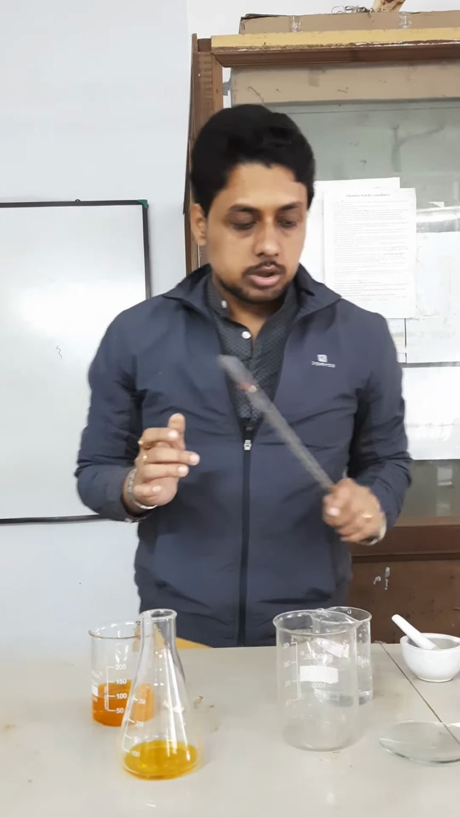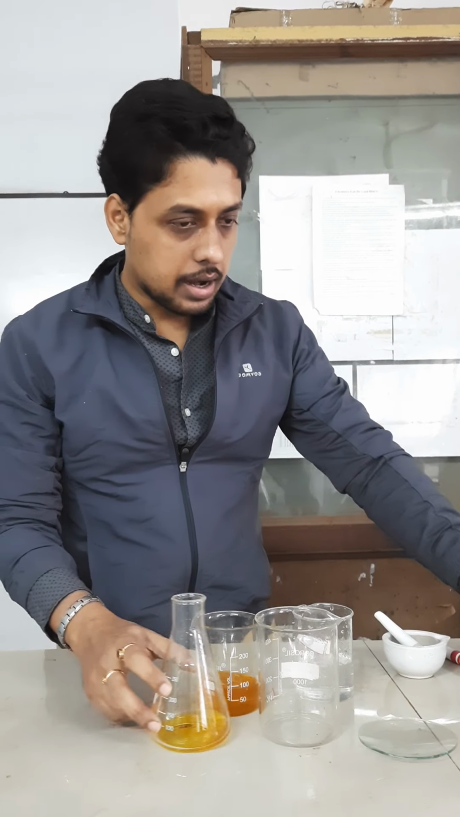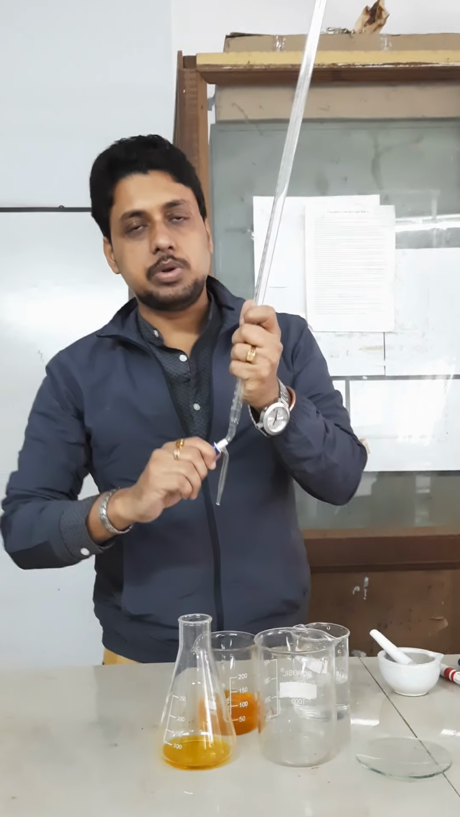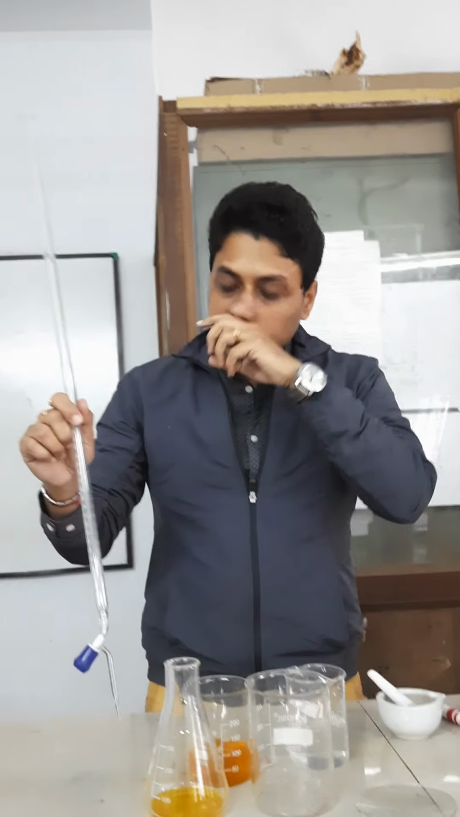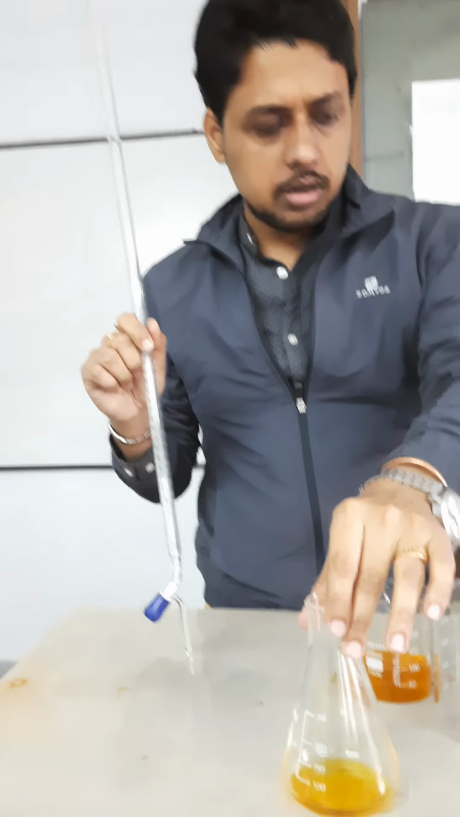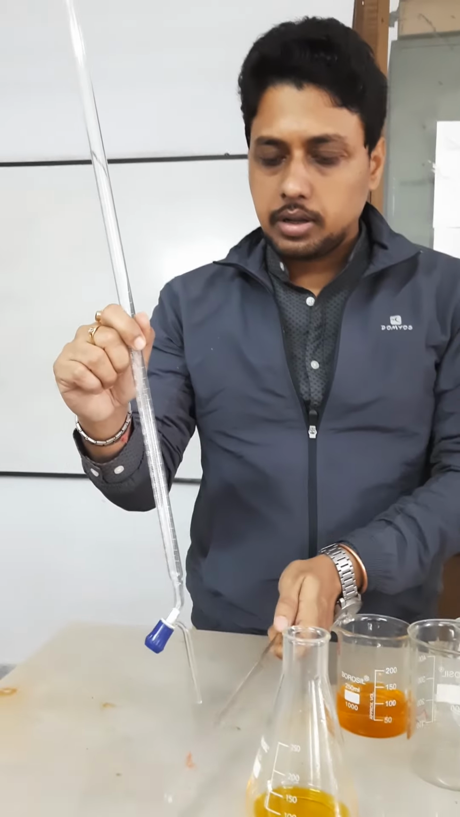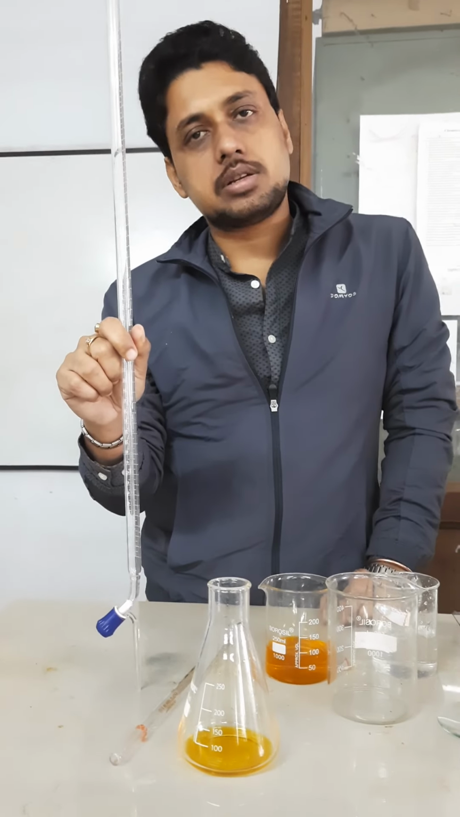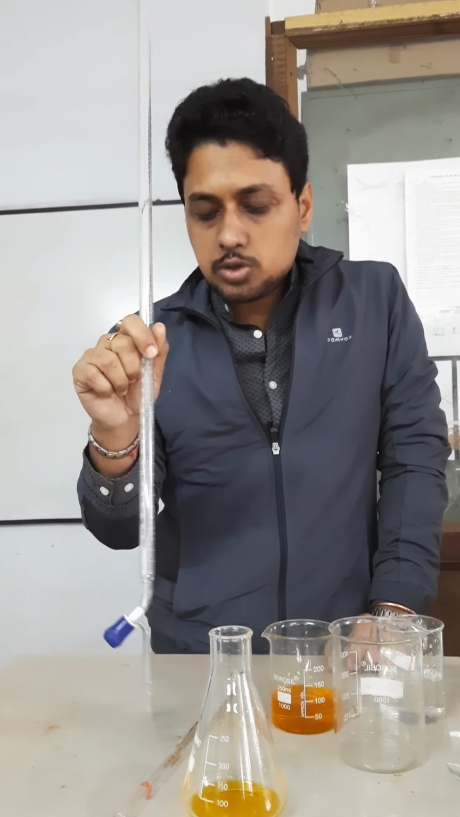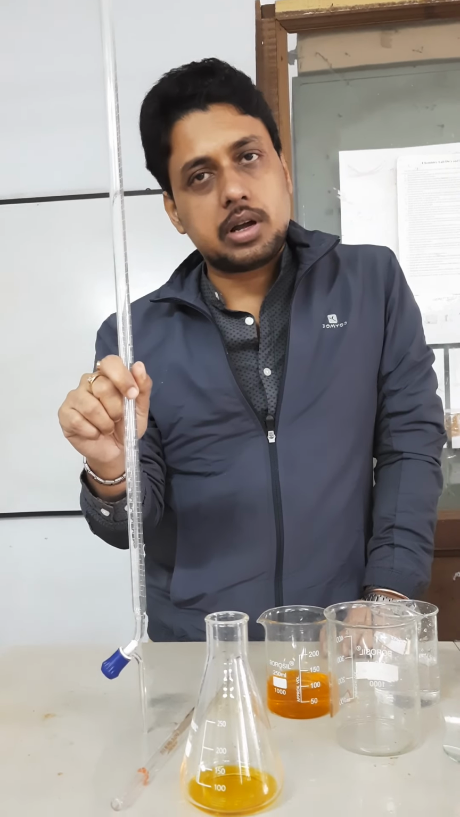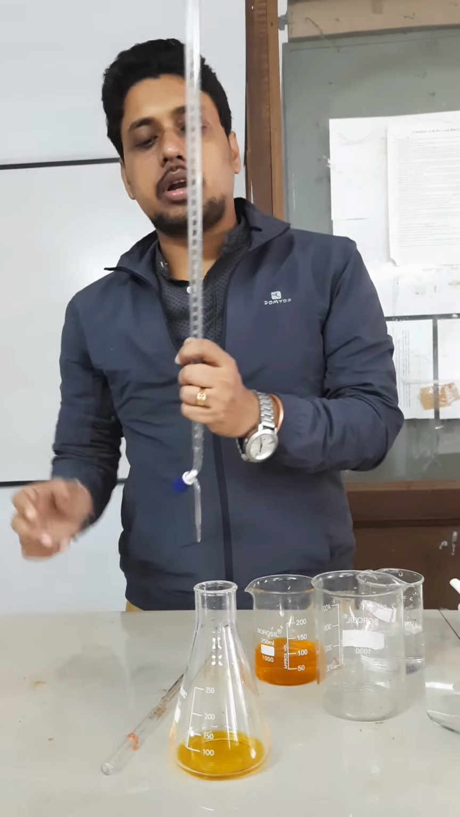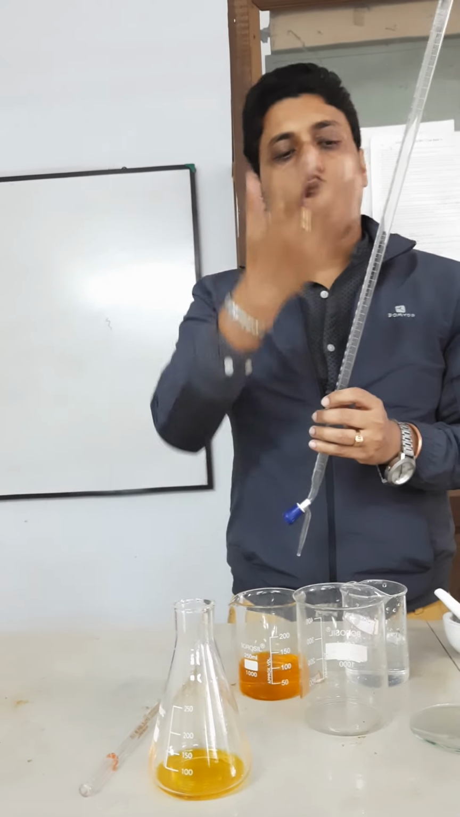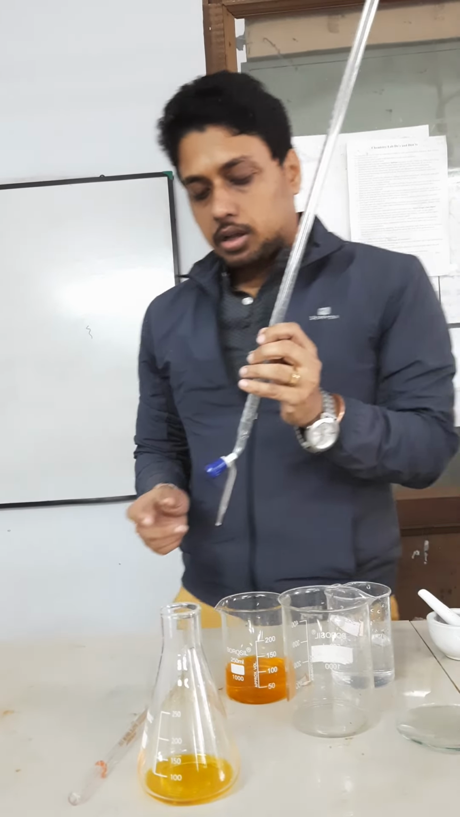Okay. So now coming to another instrument, this is the burette. Keep in mind, conical flask, pipette, burette, these are the very important instruments of the titration process. Without these three instruments, the titration process can't be completed. Okay, so this is the burette. This is also one volume measuring instrument. Here, take a closer look.